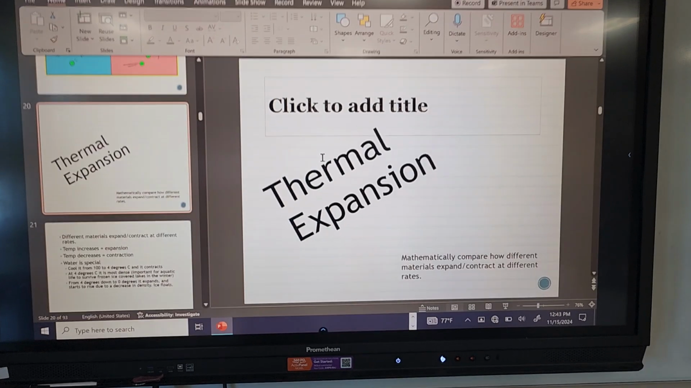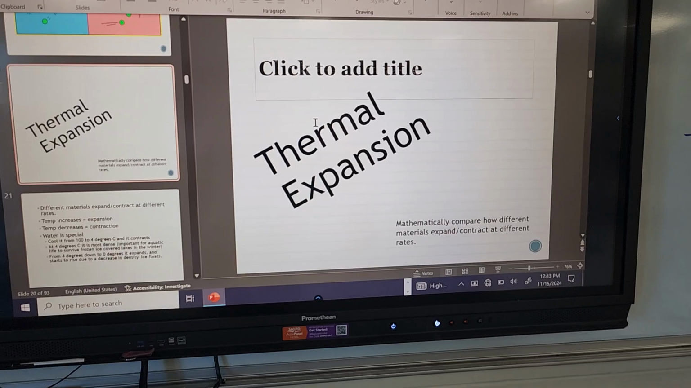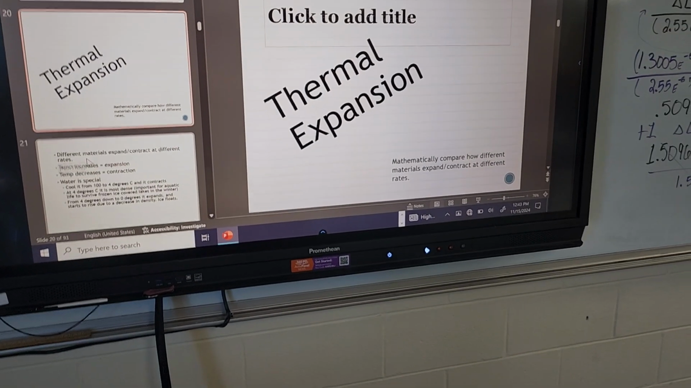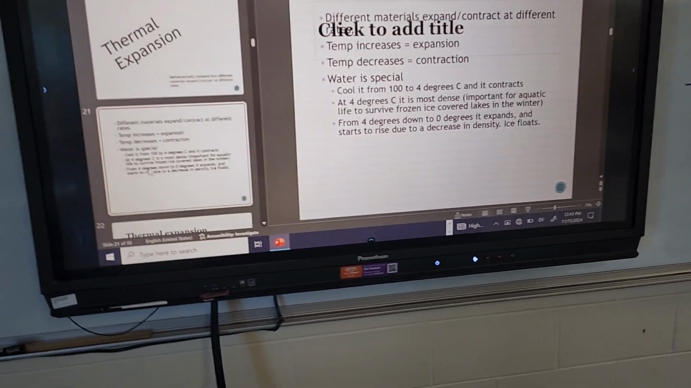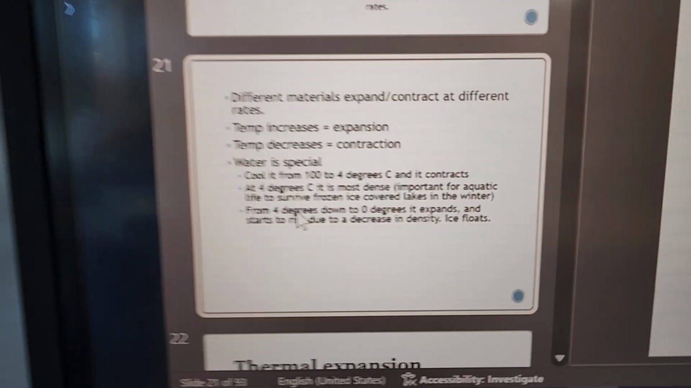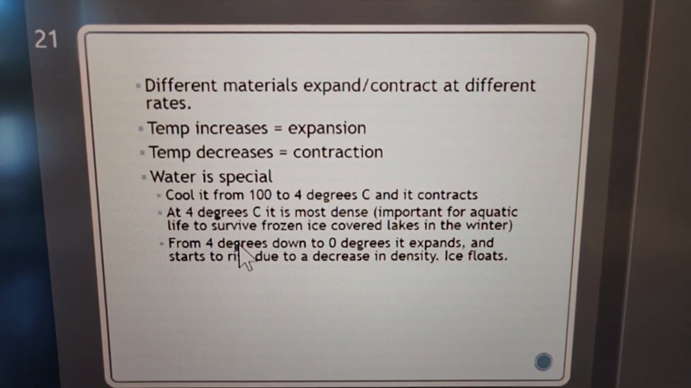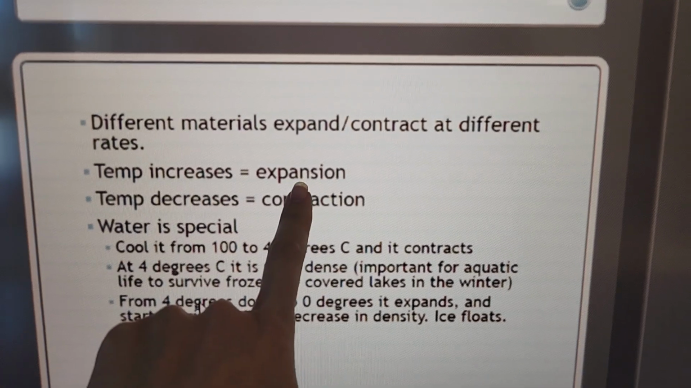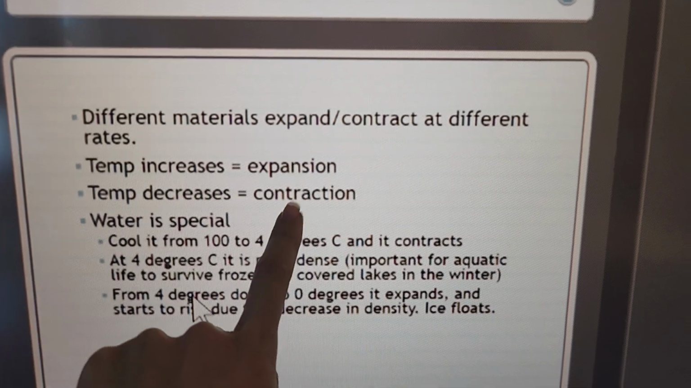Hey guys, today we took a look at thermal expansion, which is the expansion of materials when they're exposed to heat. So when they're exposed to heat, they expand, but when they are cooled, then they contract.